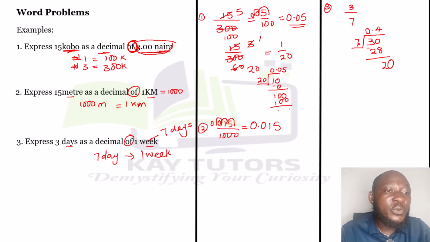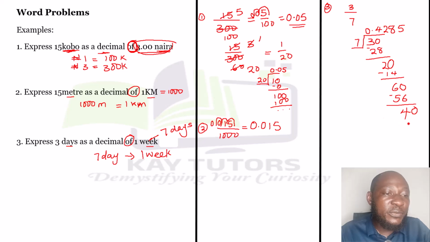7 into 20 is 2. 2 times 7 is 14. Again, I'll subtract and I'll get 6 here. Since I have my decimal point here, I'll just add my 0 here. 7 into 60, I'll get 8. And 8 times 7 is 56. I'll subtract, then I'll get 4. Again, I have my decimal point here. I'll add my 0. 7 into 40, I'll get 5. And 5 times 7 is 35.